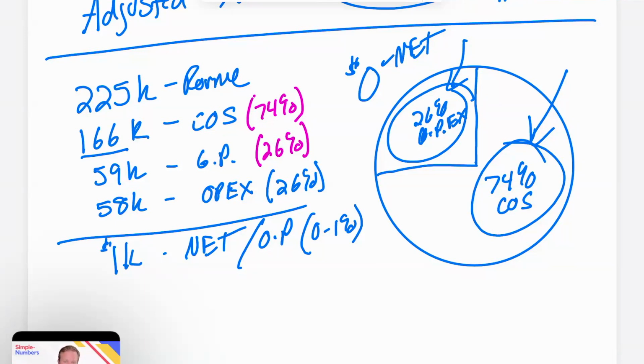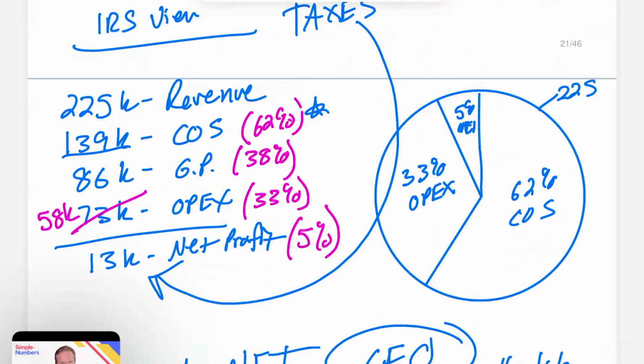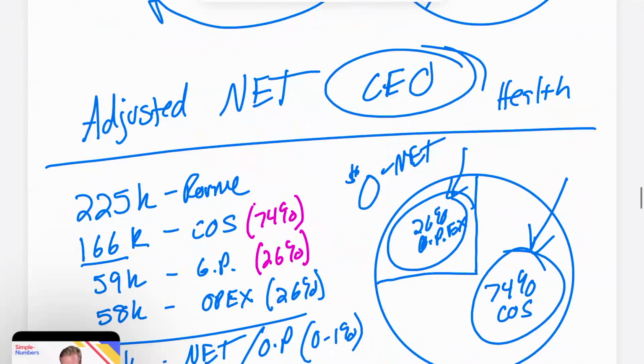But in this case, they're running a model that does not make money, even though on paper it shows that it does. And that's the importance of accurate bookkeeping and looking at those books through not only the IRS view, thinking about taxes, but also a CEO view, thinking about the health of the business.